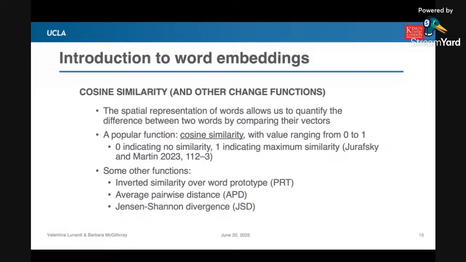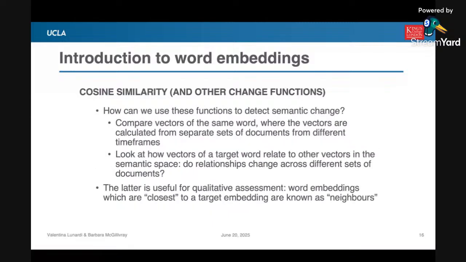There are some other functions as well that you can use, and we might address some of those later, but just be aware that this is not the only one, but it's a very popular one. So obviously for semantic change detection, the idea is that you can compare vectors for the same word, where the vectors are calculated from separate sets of documents from different timeframes. So if you calculate the vector for dog in a certain time frame, and then the vector for dog in another time frame, you can compare those two vectors and see if they have changed. How distant are they?